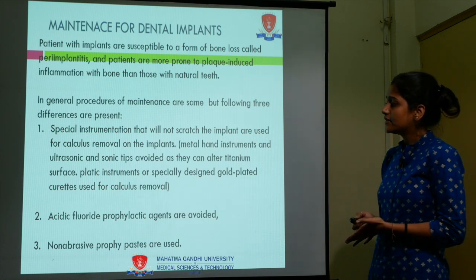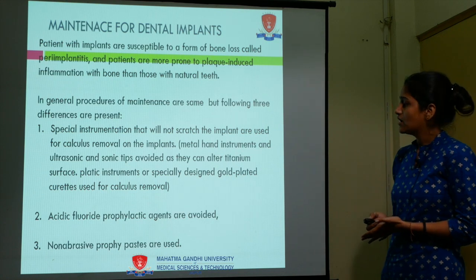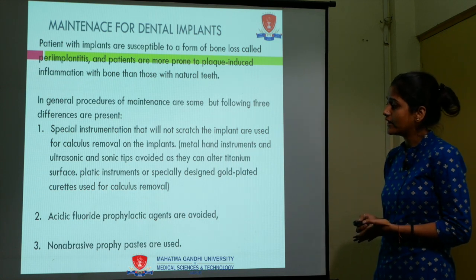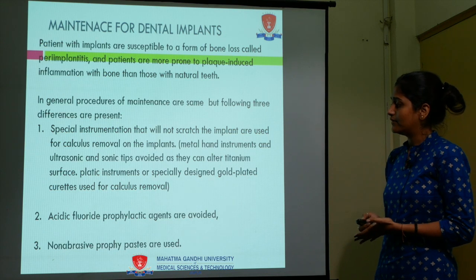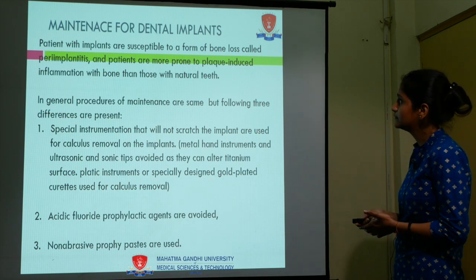And second, acidic fluoride prophylactic agents are avoided. Third, non-abrasive prophylaxis paste is used.